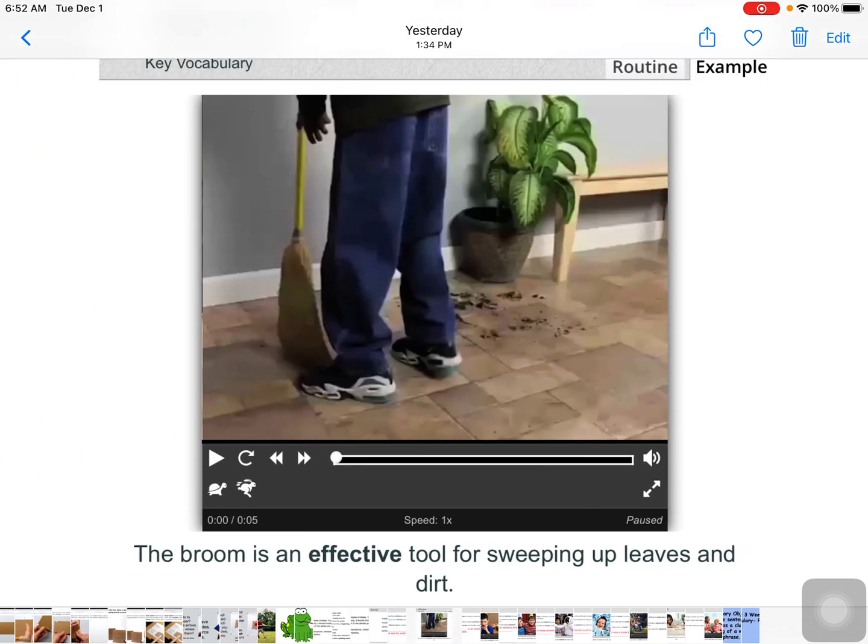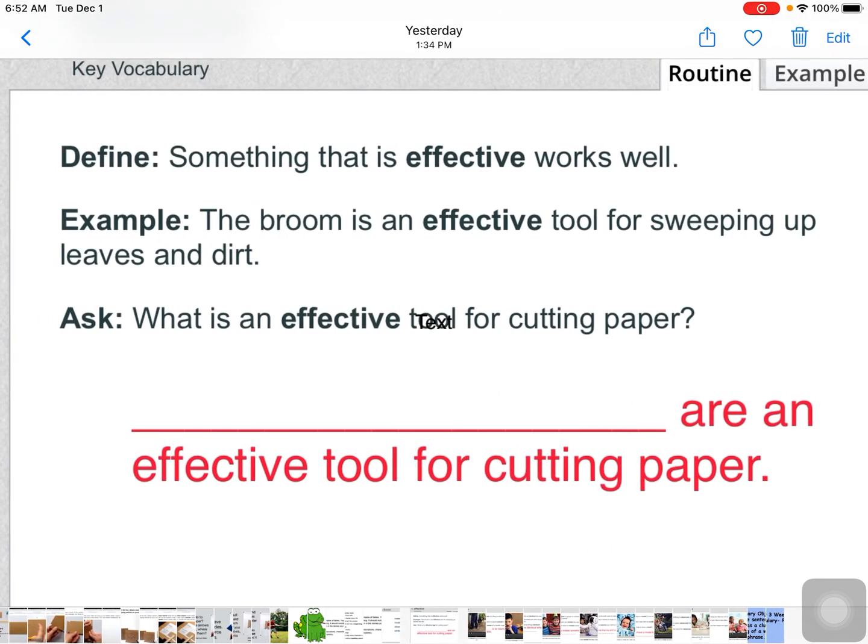And this is our example. If you look at the picture, I can see that someone is using a broom to sweep up some dirt that has been spilled on the floor. Now that is a really good tool to use. So a broom is an effective tool for sweeping up leaves and dirt. So that is a tool that would do a good job for sweeping up leaves and dirt. Okay, so the broom is an effective tool for sweeping up leaves and dirt because it works well.